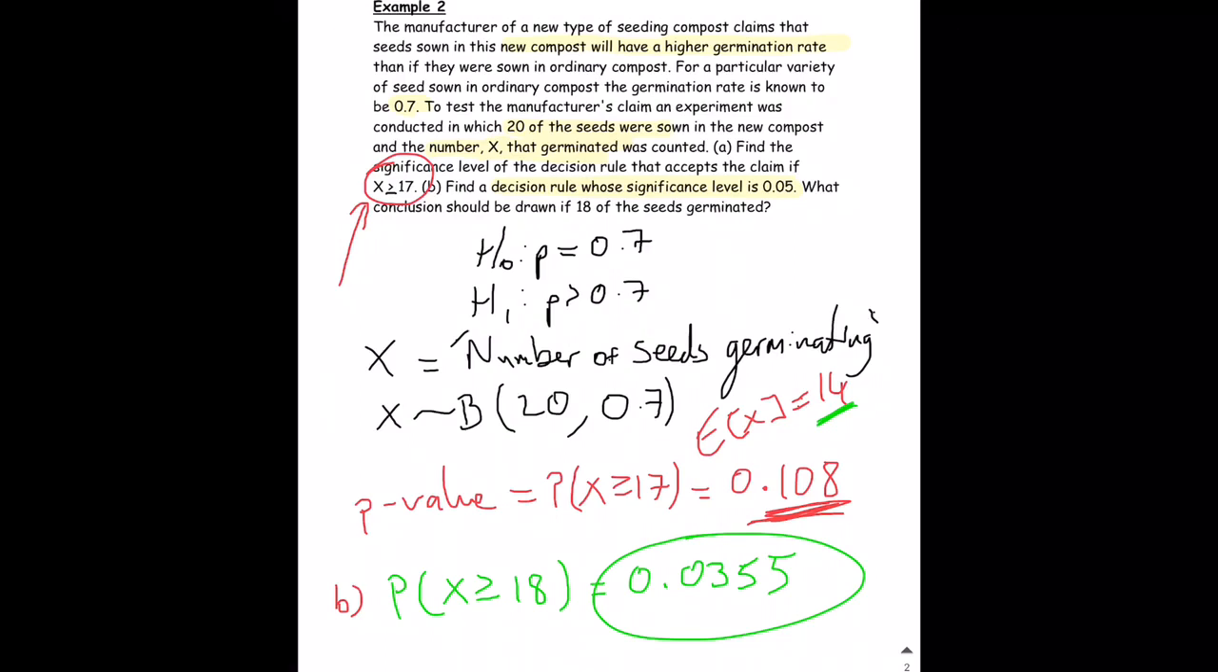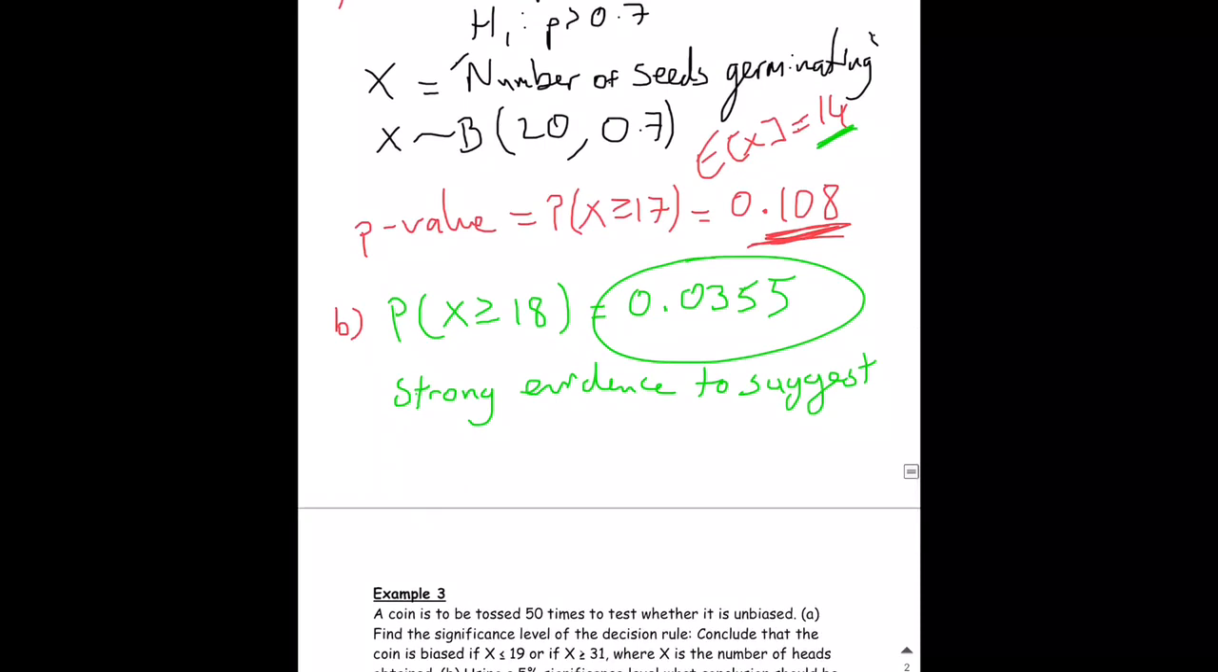So they've then asked, what conclusion should be drawn if 18 of the seeds germinate? I would say that if 18 or more germinate, then there's strong evidence to suggest that this compost has a higher germination rate.